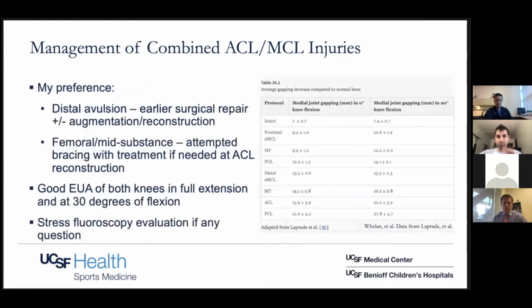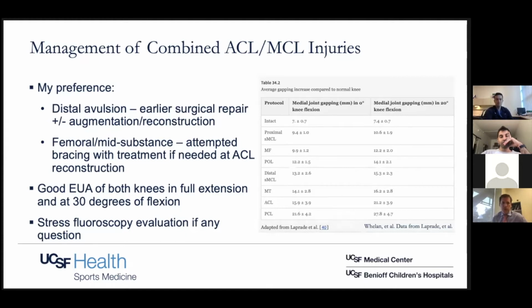And then with this, I'd say my preference, so if it's a distal avulsion, I'll favor either surgical repair plus or minus augmentation reconstruction based on the tissue quality. And then if it's a femoral sided injury or mid substance, I would attempt bracing and then treatment if needed at the time of eventual ACL reconstruction.